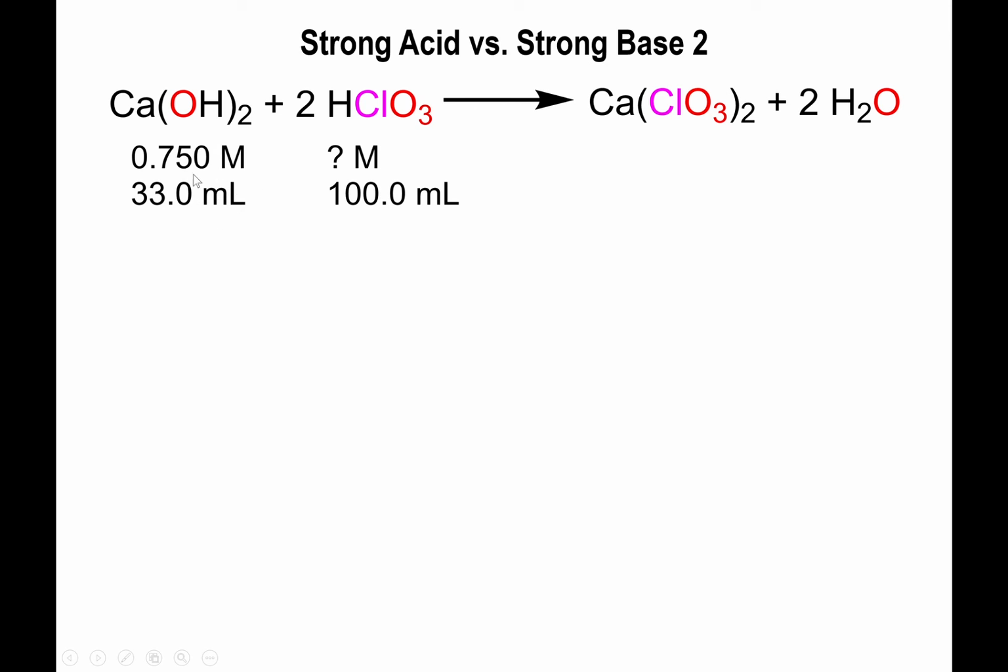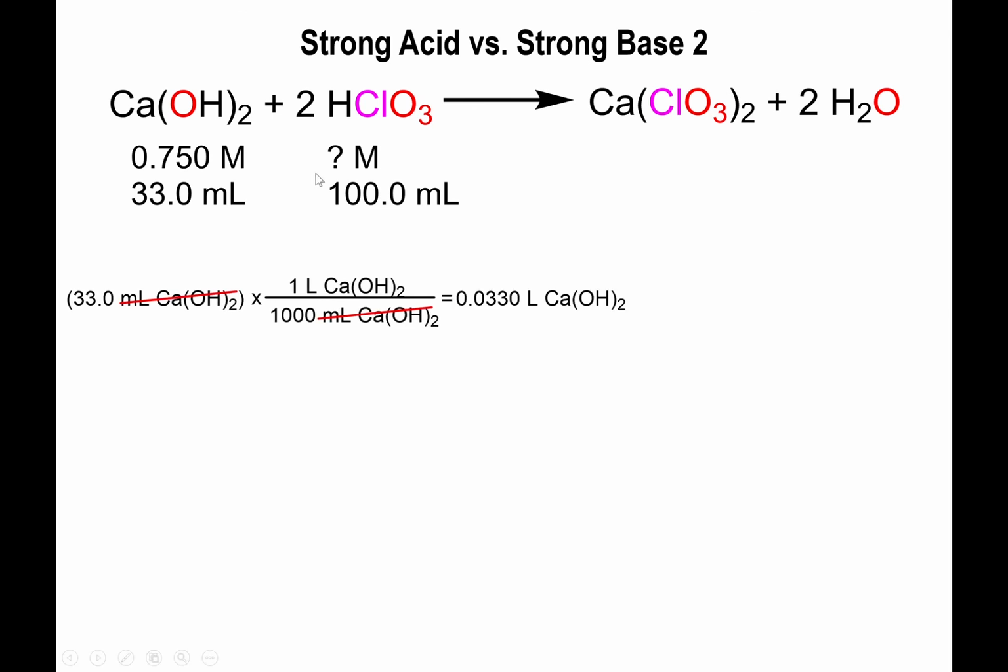So we're going to start with the volume of calcium hydroxide. We're going to change it to liters, so divide by 1,000. Okay, so that gives us the volume of calcium hydroxide in liters. Now you multiply the volume in liters by the molarity of calcium hydroxide, which is 0.750 moles divided by 1 liter of calcium hydroxide. So the liters of the solution cancel out. Now you have moles of calcium hydroxide.